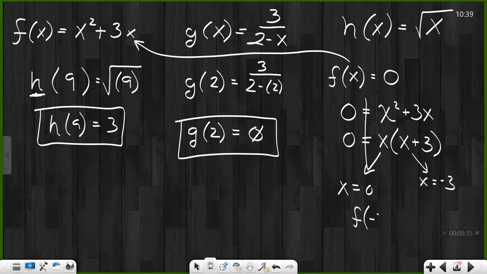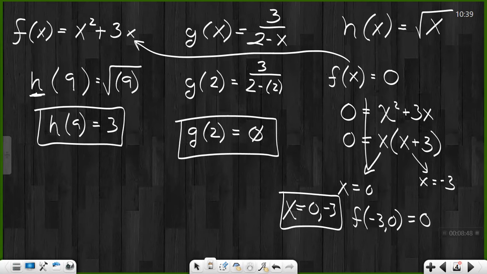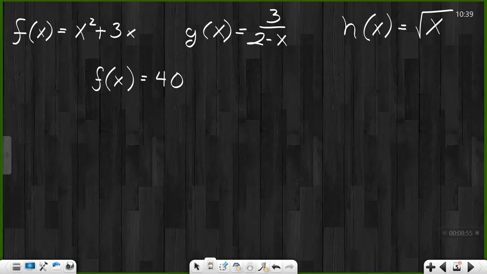I could write it in relation notation, like this, showing that an input of either negative 3 or 0 could get me an output, or you could even just say x equals 0, comma, negative 3. The order doesn't matter because it's just 2 things listed. You could say negative 3, 0. All right, but what we're looking at is to just find the value of x that makes that true.